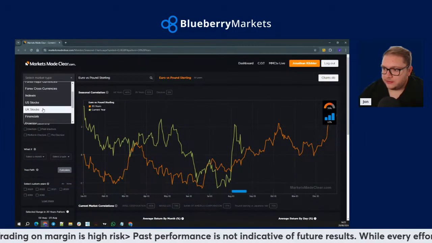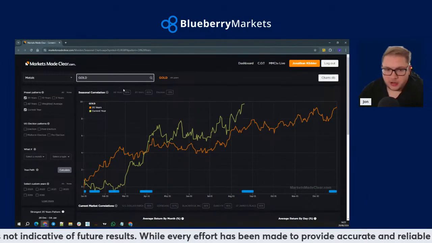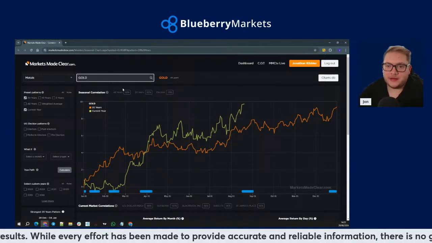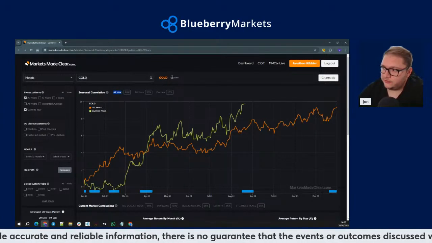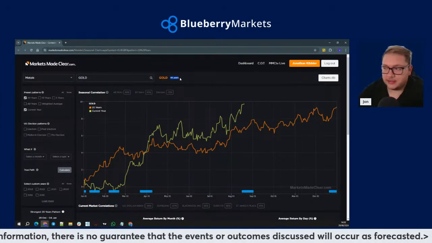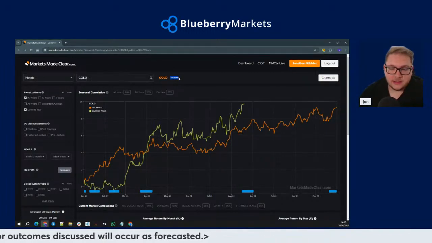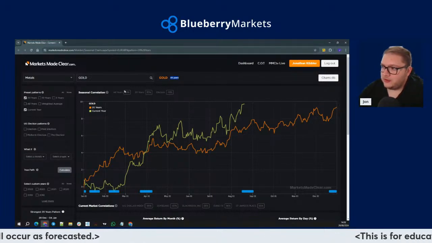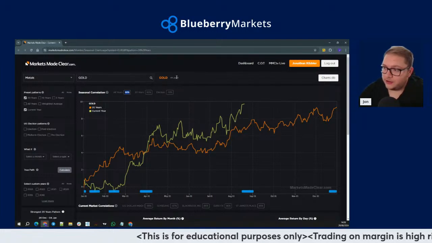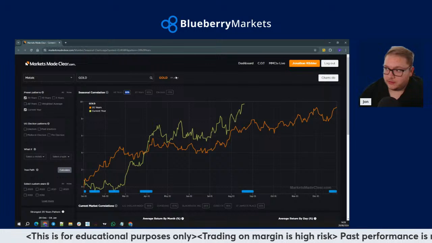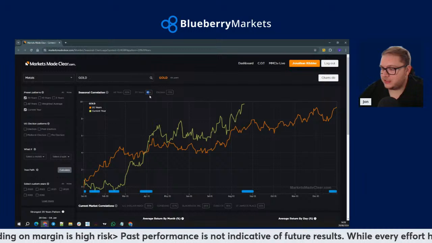And if we go and have a little look at metals, gold, I just want to show you the correlation between what's been happening this year and what's been happening throughout all years. So this is 49 years' worth of data that Markets Made Clear have got for us here. Just think about that, 49 years of analysis. The current year is at 88% correlation with 49 years' worth of data, which is really good. If we look at the recent 20 years, 85% correlation.